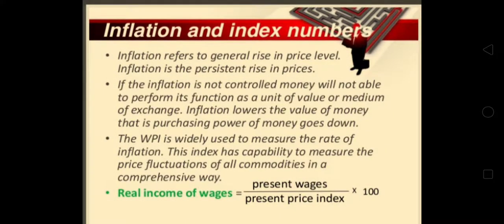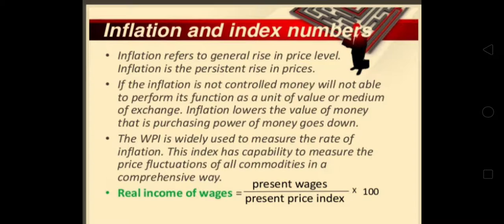Inflation and index numbers. Inflation refers to the general rise in the price level. Inflation is the persistent rise in prices. Secondly, if inflation is not controlled, money will not be able to perform its function as well. Also, inflation lowers the value of money, that is, the purchasing power of money goes down. The WPI is widely used to measure the rate of inflation, which we have already discussed, that the index has the capability to measure the price fluctuations of all commodities in a comprehensive way.